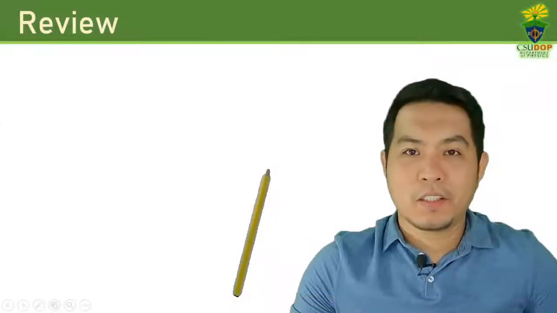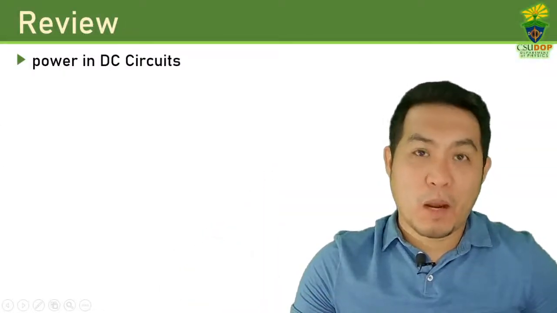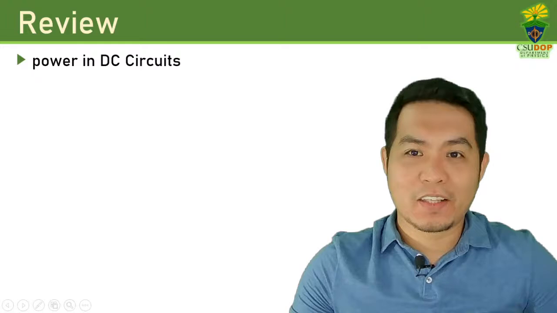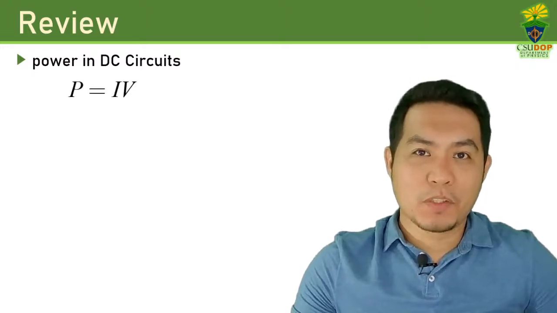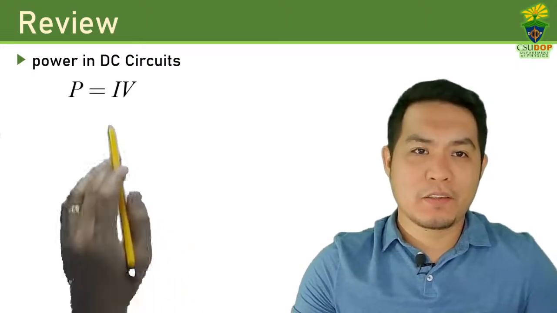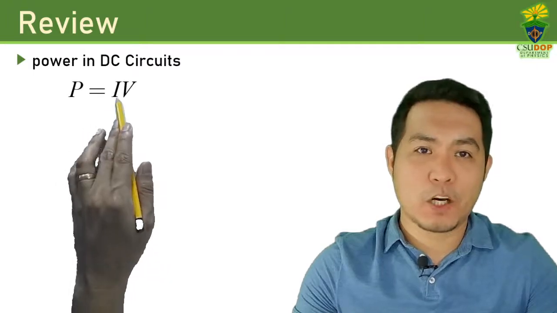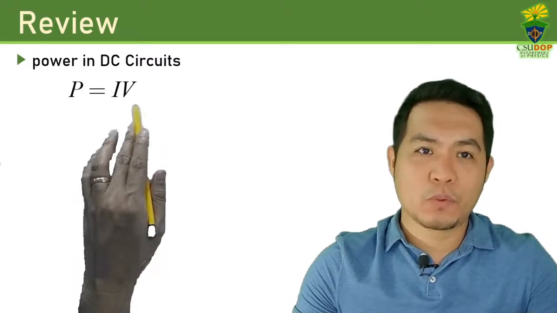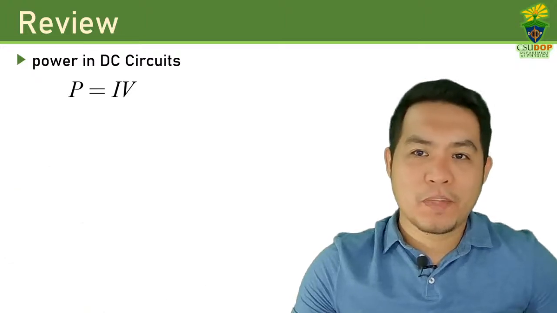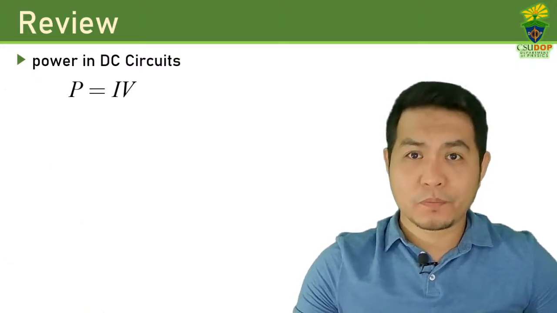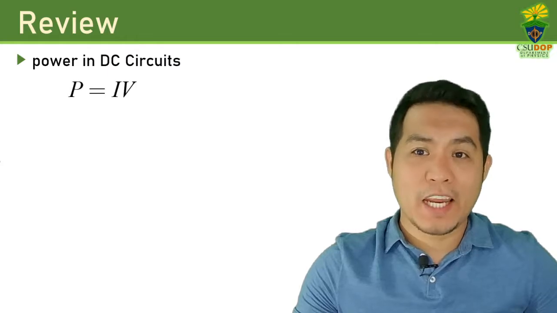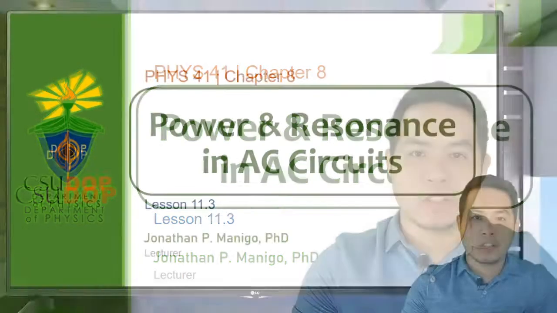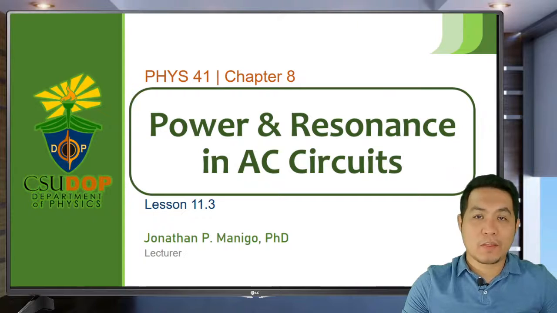So far, we have discussed power in DC, direct current circuits. The power output of a power supply is just given by the product of the current output and the voltage output. So we will use this concept in calculating the power in AC circuits. For this lesson, the third lesson for this chapter, we will be talking about power and resonance in alternating current circuits.